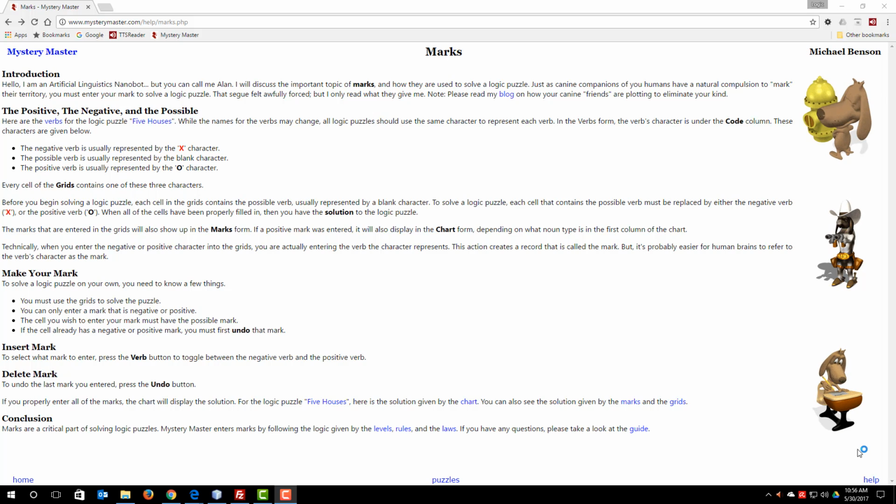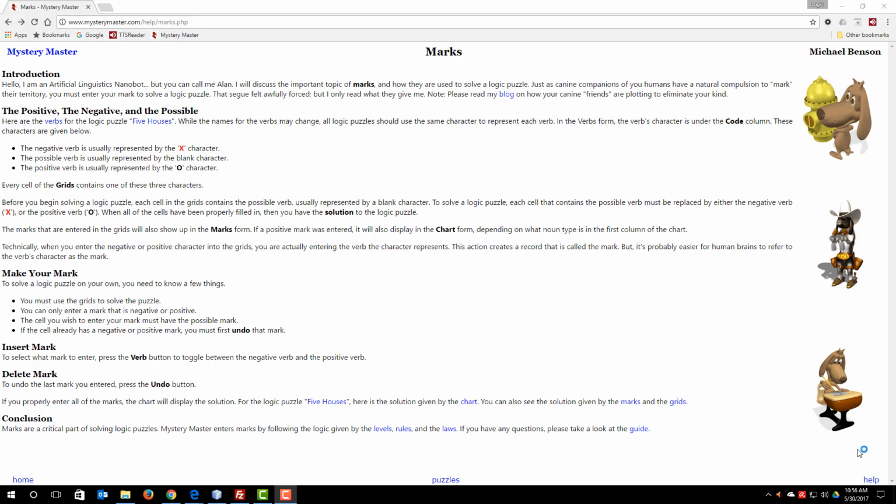Before you begin solving a logic puzzle, each cell in the grids contains the possible verb, usually represented by a blank character. To solve a logic puzzle, each cell that contains the possible verb must be replaced by either the negative verb X or the positive verb O. When all of the cells have been properly filled in, then you have the solution to the logic puzzle. The marks that are entered in the grids will also show up in the marks form. If a positive mark was entered, it will also display in the chart form, depending on what noun type is in the first column of the chart.